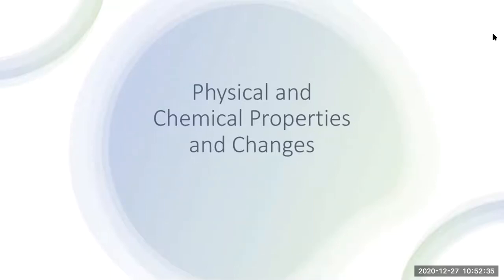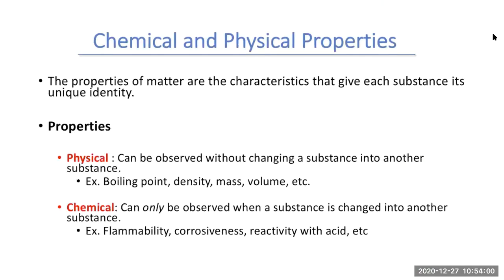In this video, we'll examine the physical and chemical properties and changes. First, let's compare chemical and physical properties. When we talk about chemical and physical properties, that's the property of matter and their characteristics that give each substance its unique identity. So when we look at the properties, we're really looking at what makes a substance and how it's different from something else.